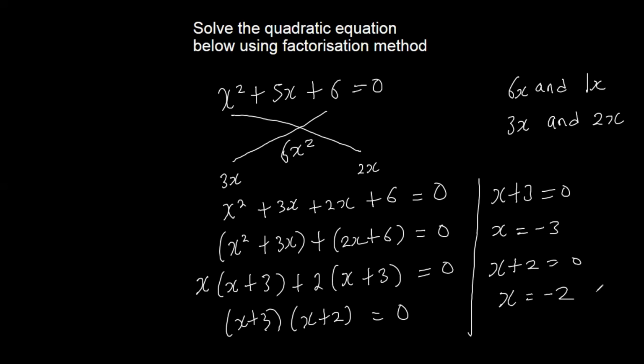So what this simply means is that if you substitute x as minus 2 into this polynomial that we have here, you are going to get 0. If you substitute x as minus 3 into this polynomial, we are going to get 0. So this is simply how you solve a quadratic equation by using the factorization method.